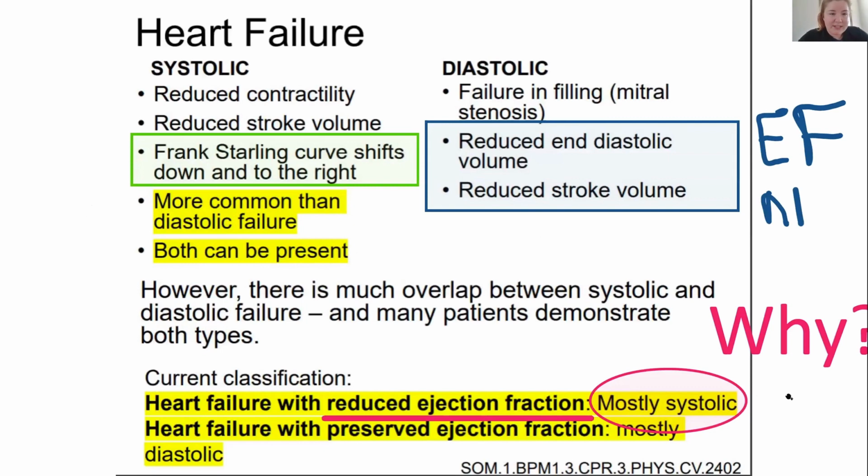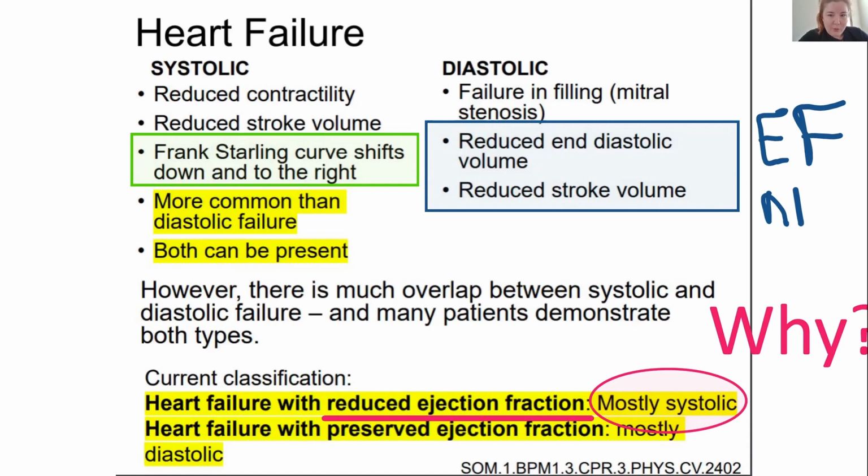So systolic versus diastolic blood pressure. This makes sense if you think about it. With systolic, you're reducing contractility, you're reducing stroke volume. The Frank-Starling curve shifts down and to the right. I circled this because anytime you can manipulate a graph, they can probably test you on it. So make sure you understand what happens when you look at those curves. And you're going to have a reduced ejection fraction with systolic.